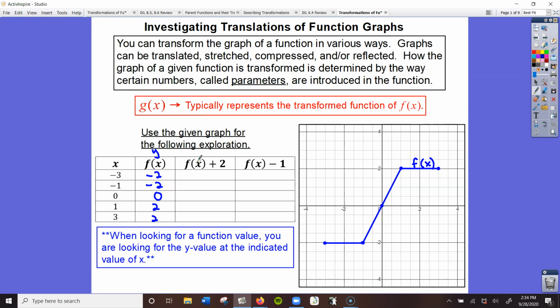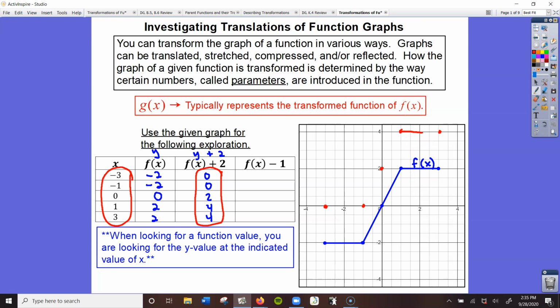Now here we see f of x plus 2. This means I'm going to take all of my y values and I'm going to add 2. So if I add 2 to everything from this column, that would give me 0, 0, 2, 4, and 4. And now I'm going to go ahead and graph that. So I'm going to use these x values, because I didn't do anything to the x values, and I'm going to plot them with my new y values. So when x is -3, my y is 0. At x is -1, 0, 0, 2, 1, 4, and 3, 4.